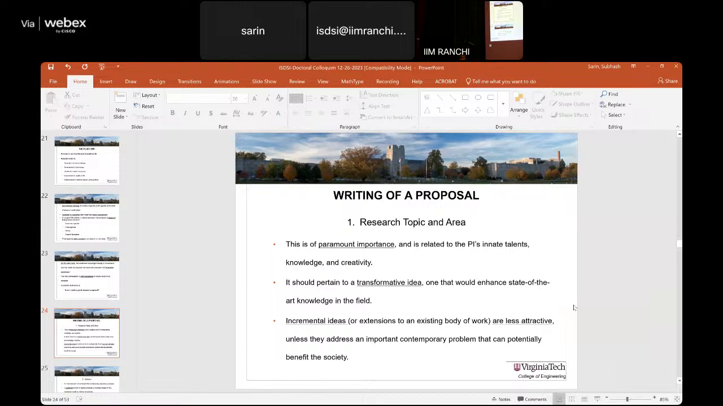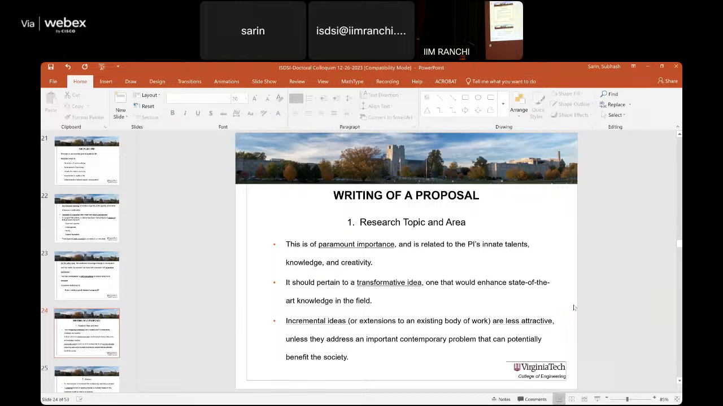Applied research is fine, but the applied research of an area, so incremental ideas, are based on some existing body of knowledge, and you want to make it benefit the society right away, or to have an application. But they are of less attraction to the agencies, especially in the US.